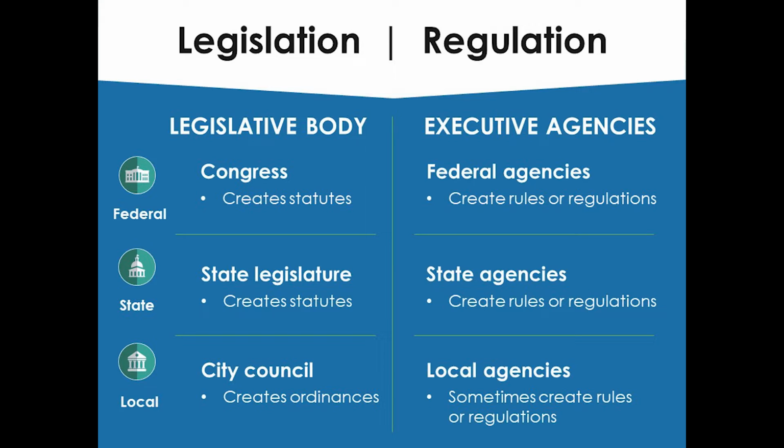The key thing to remember at this point is that regulations created by administrative agencies have the effect of law, just like legislation, and can be enforced against individuals and private businesses. Whereas it is common for federal and state agencies to engage in rulemaking, meaning creating regulations, local agencies' authority to create regulations varies across jurisdictions, which is why you see the word sometimes on this slide.